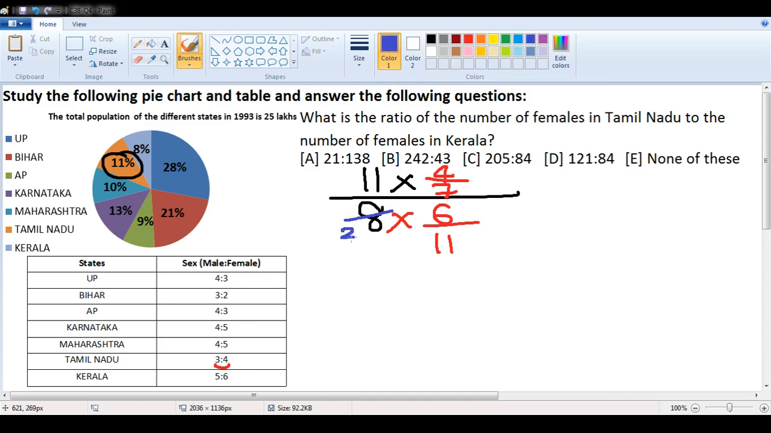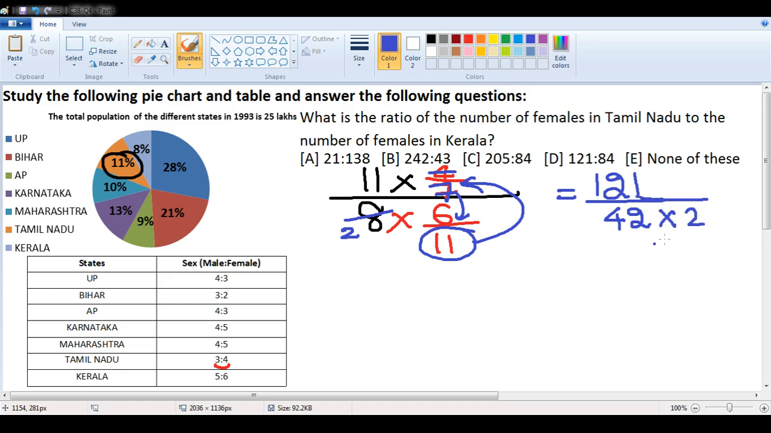So this is 4 into 2, 4 into 1. So you are left with 11. This 11 will go to the numerator. 11 into 11, which is 121, divided by this 7 will come to the denominator. 4 into 7, which is 6 into 7, which is 42, and multiplied by 2 also is there, which I missed out. So it is 42 into 2. Answer is 121 is to 84. I hope the idea is clear. Answer is 121 is to 84.